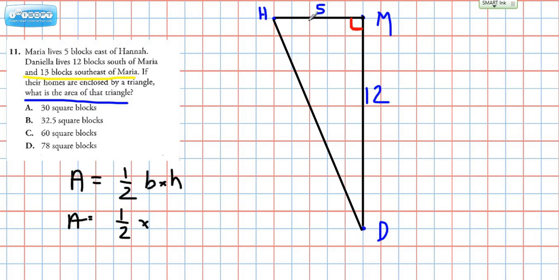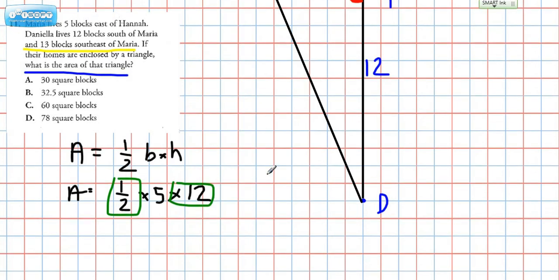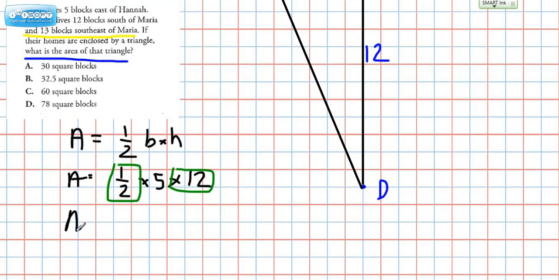All right, so let's call the 5 the base, and let's call 12 the height. Whenever you have an even number, you can take half of the even number pretty easily in your head just to get the numbers to be a little more manageable and what we call user-friendly. Half of 12 is 6. And if I take that 6 and multiply it with the 5 that remains, I'm going to get 30. So 30 square blocks, which matches up with choice A.